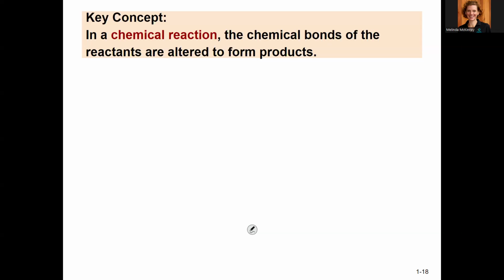This Bio 181 video for chapter 2, the key concept we're starting with is in a chemical reaction, the chemical bonds of the reactants are altered to form the product. So in a chemical reaction, you start with reactants. And then you have some sort of chemical reaction where the electrons are going to be moving around and reorganizing. And then the bonds are going to be changing, and you're going to find you have some products.